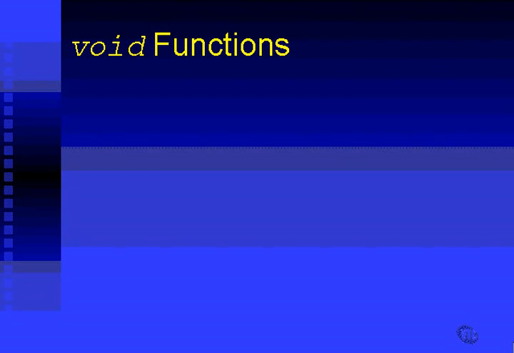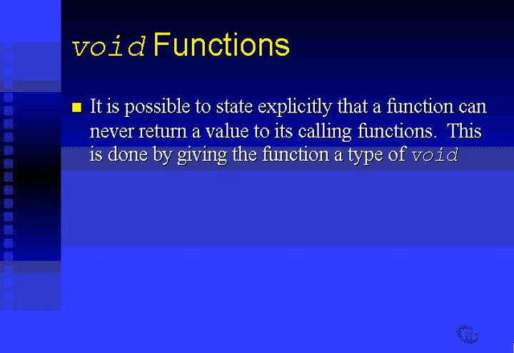Before we go and look at the standard C function library proper, I'd like to mention that there exists a type of function in the standard C library, and indeed ones that we can create as well, called void functions. The void function is as follows. We can state explicitly that a function can never return a value to whatever called it.